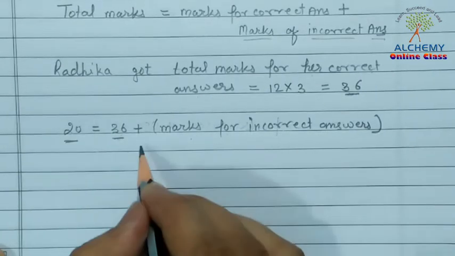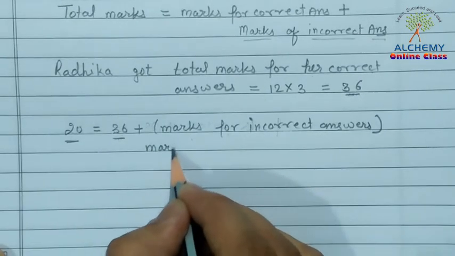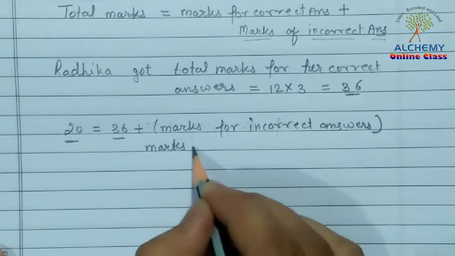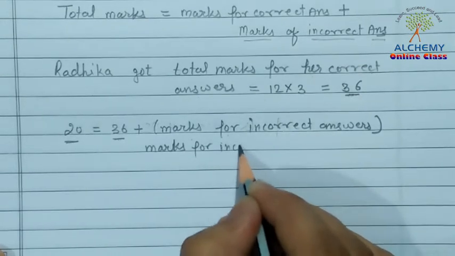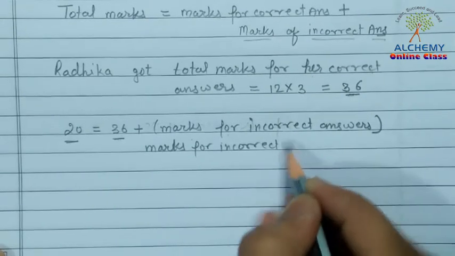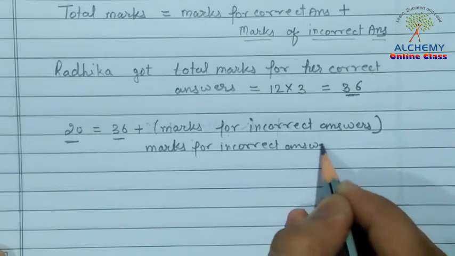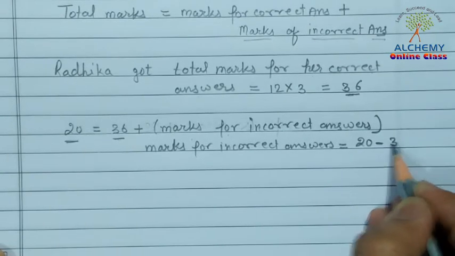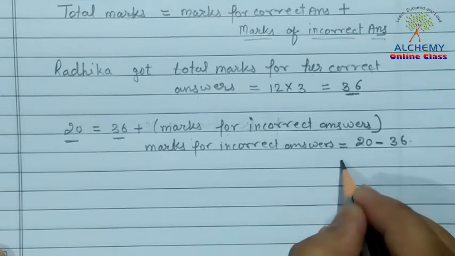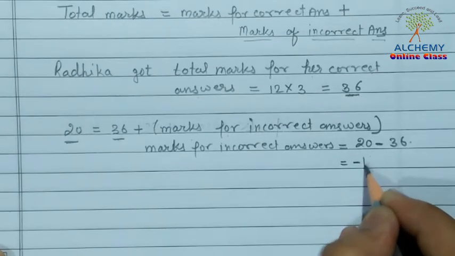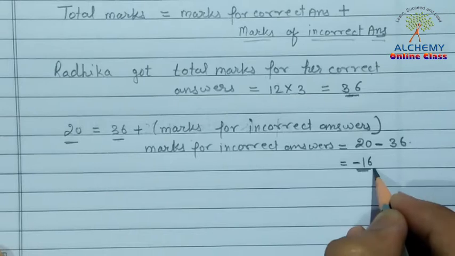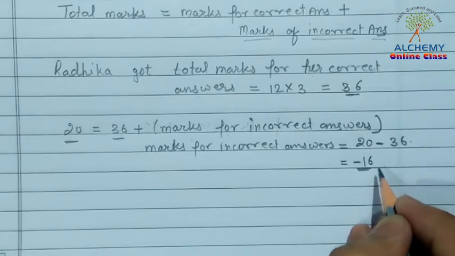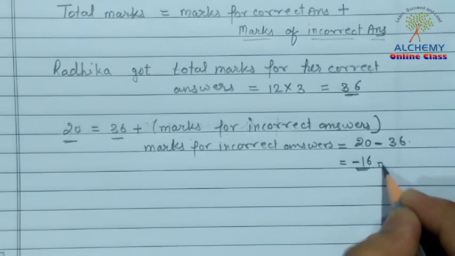Okay, so marks for incorrect answers is equal to 20 minus 36 is equal to minus 16 marks. So she got minus 16 marks for incorrect answers.